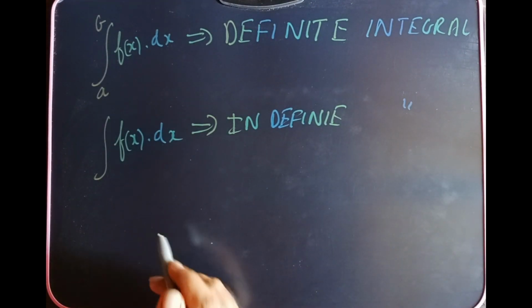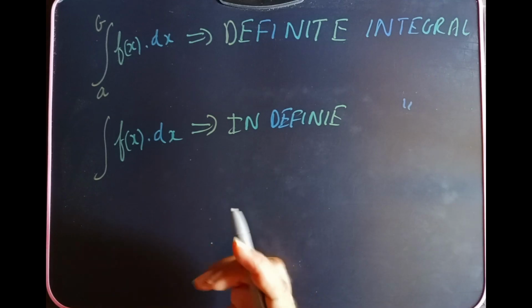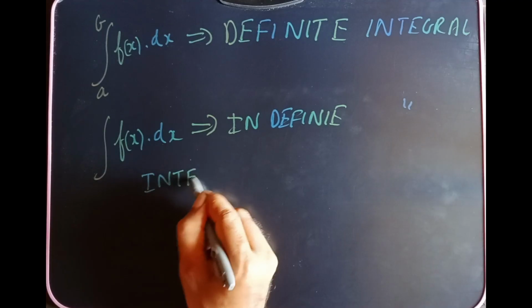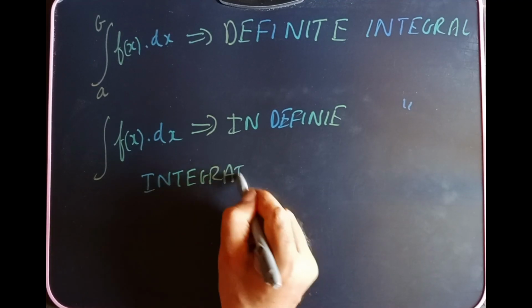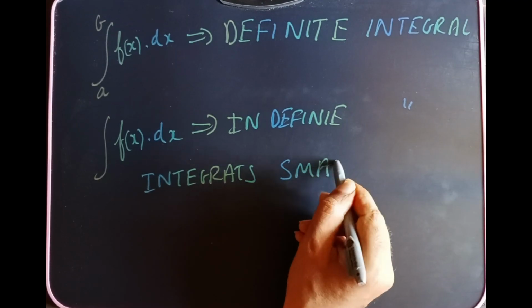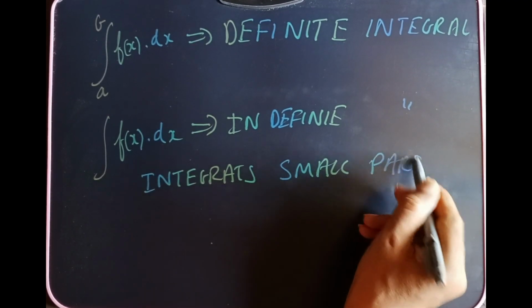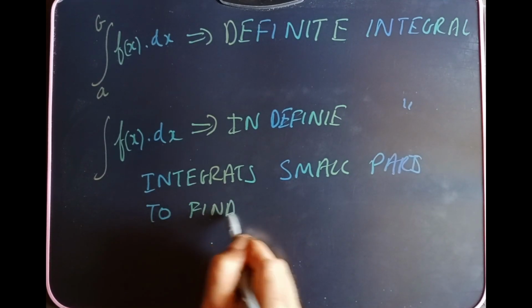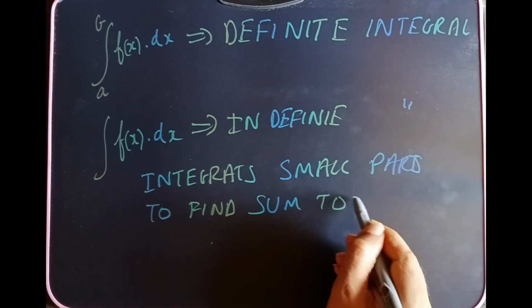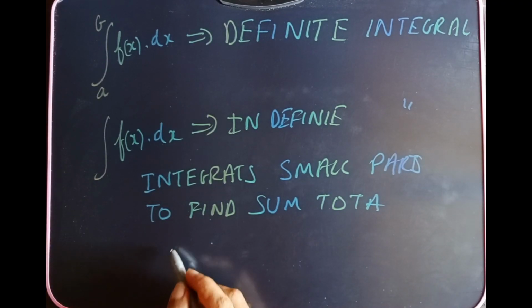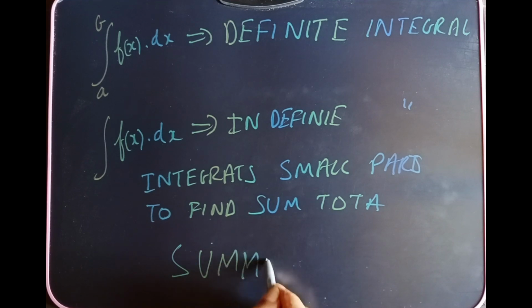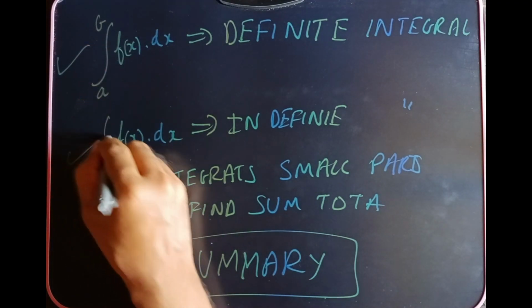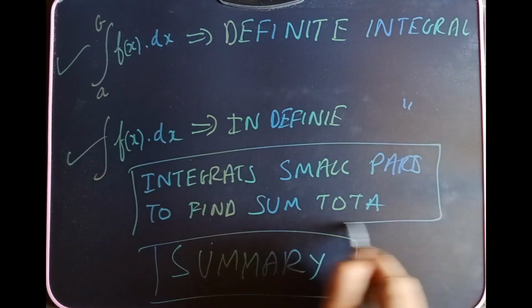And integration is basically an addition of small parts. Integrate small parts to find the sum total. This is what we have learned in class. This is the summary of whatever we have learned, these two aspects, and this is the definition.